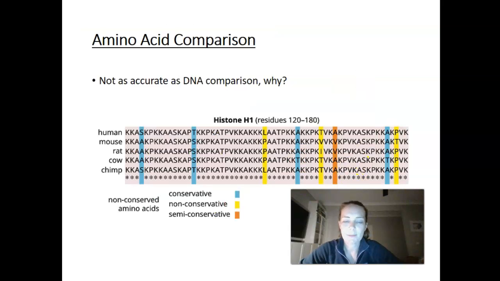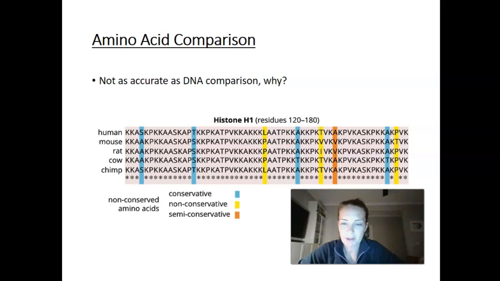So amino acid comparisons are not as accurate as DNA comparisons. Why? Have a think about why you think that might be. Why would it be better if we've got access to a DNA sequence? Why would it be better to compare the DNA sequence for the protein rather than the amino acids?